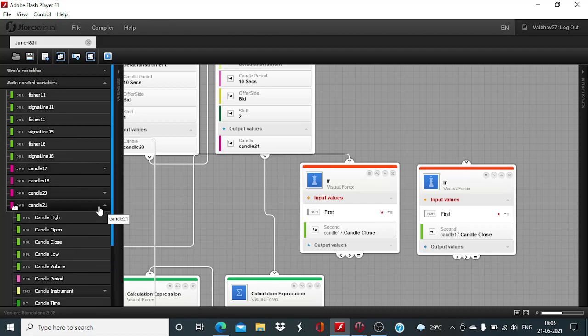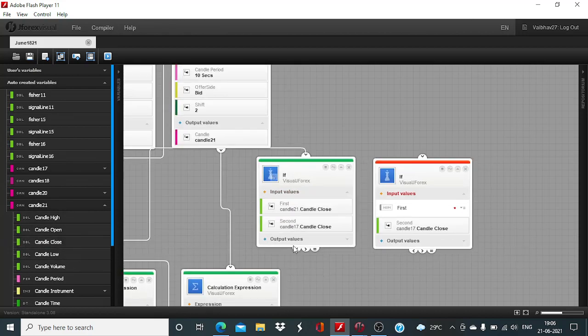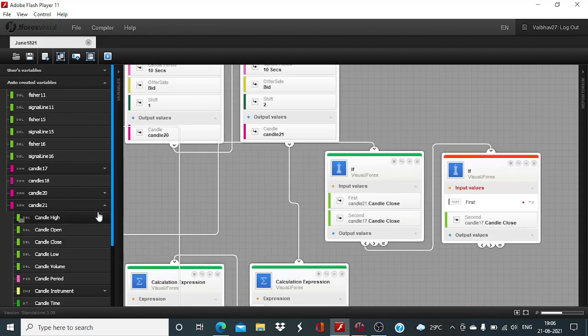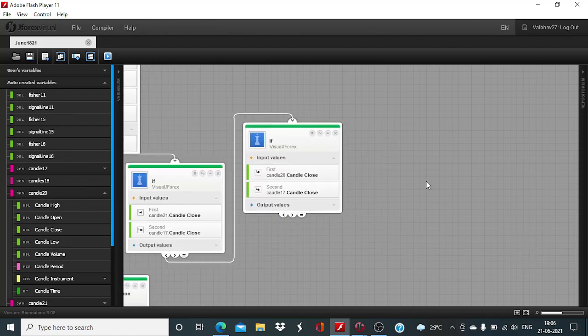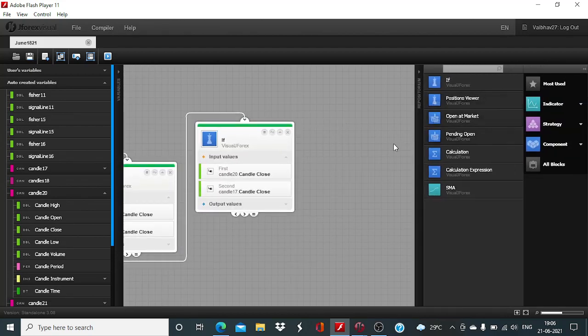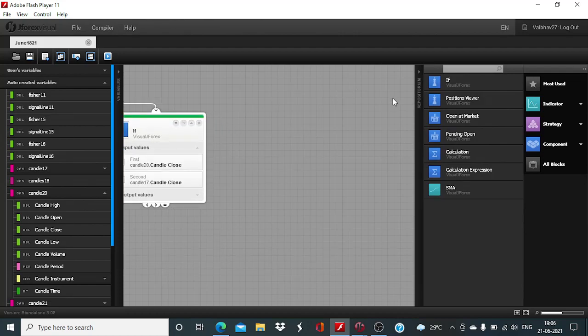So we need this to be less, first input less than second input, and after that candle 20 candle close should be greater. So first input greater than second input. And with this we have defined the logical conditions.